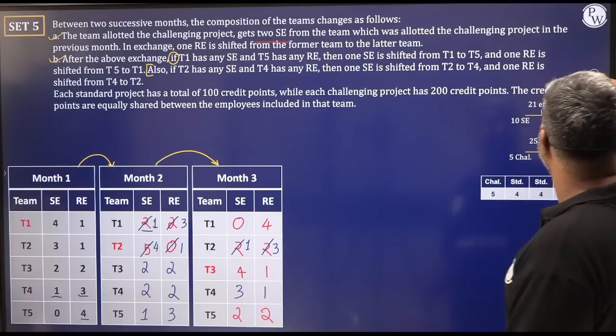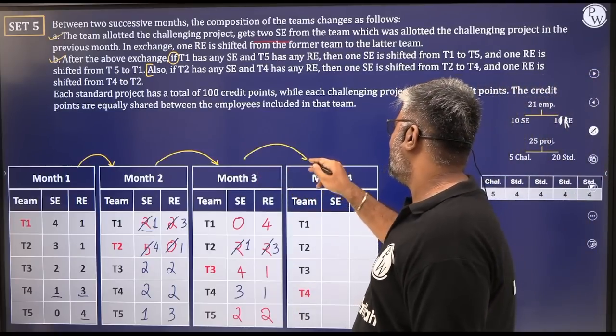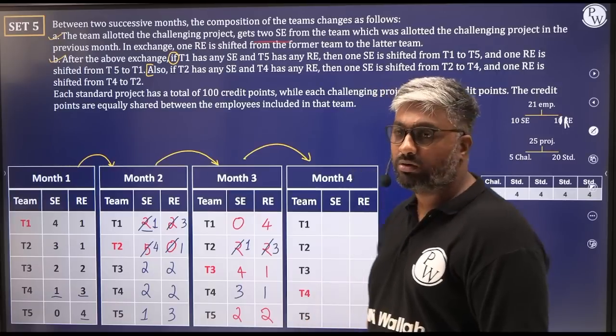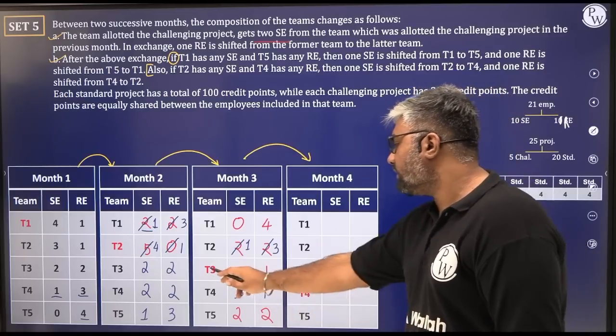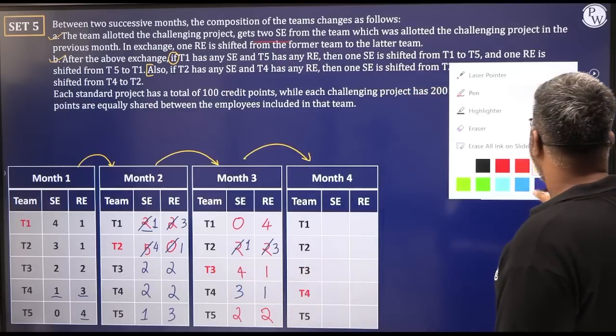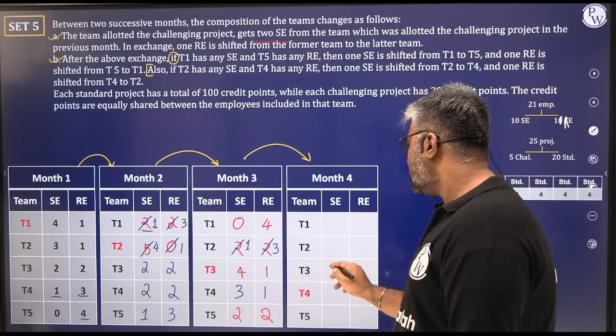This is 3 to 4. Keep doing the same thing. Keep in mind what you are doing. Okay. So first deal with the challenging project. Team 3 was earlier. Team 4 is now. What happens first? From team 4 we'll be giving out 2 REs, 2 SEs.